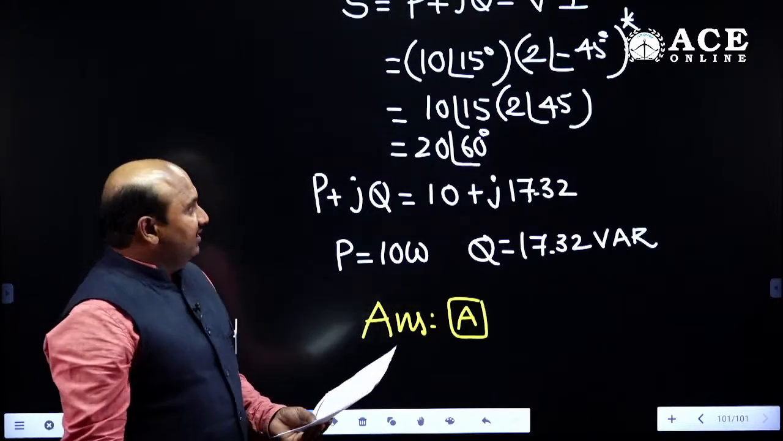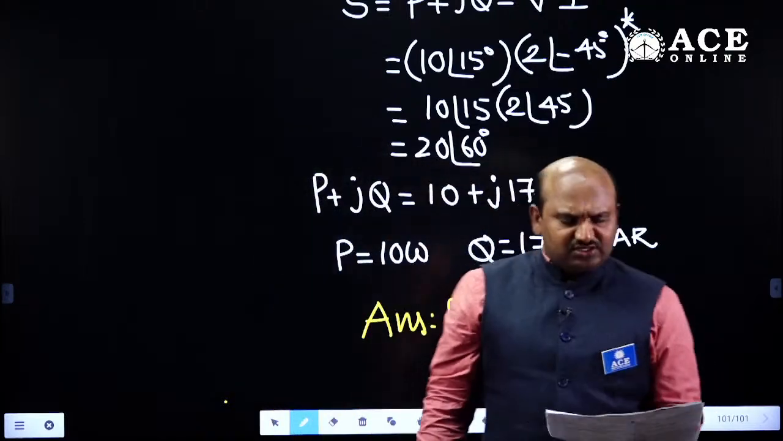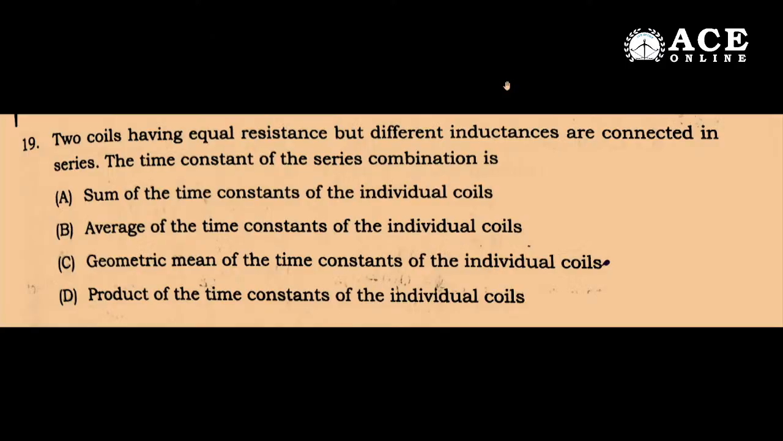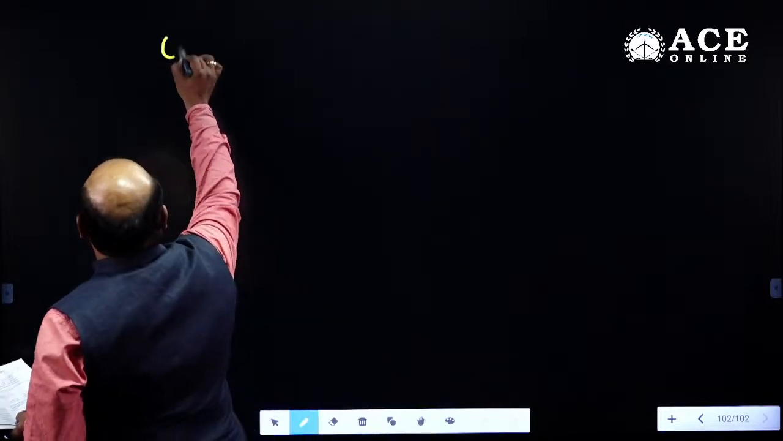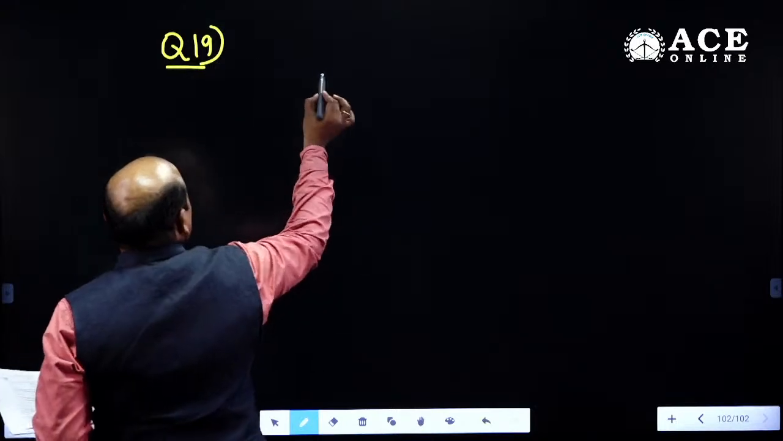Now let me consider the next example. Next question, that is the 19th one. See the question on the screen. Two coils having equal resistance but different inductances are connected in series. The time constant of the series combination is, and the options given are the sum, average, geometric mean and product of these time constants. Let me consider the solution for question number 19.